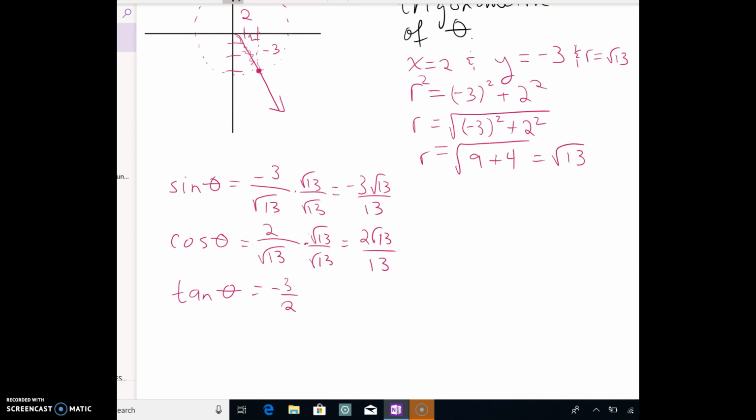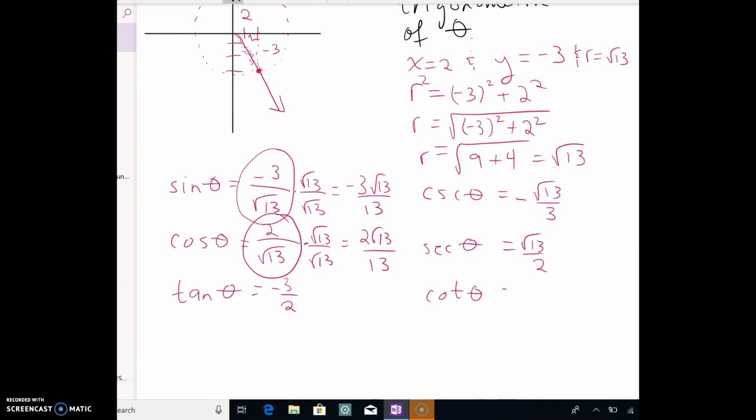All right, so these are the initial 3 trigonometric functions. For their reciprocal functions, cosecant of theta, remember that cosecant is just the reciprocal of sine, so we can call it negative square root of 13 over 3. For the secant of theta, remember that secant is the reciprocal of cosine, so we can flip this over here, we get the square root of 13 over 2. And for the cotangent of theta, we just take the reciprocal of tangent and we get negative 2/3. And here are the 6 trigonometric values.